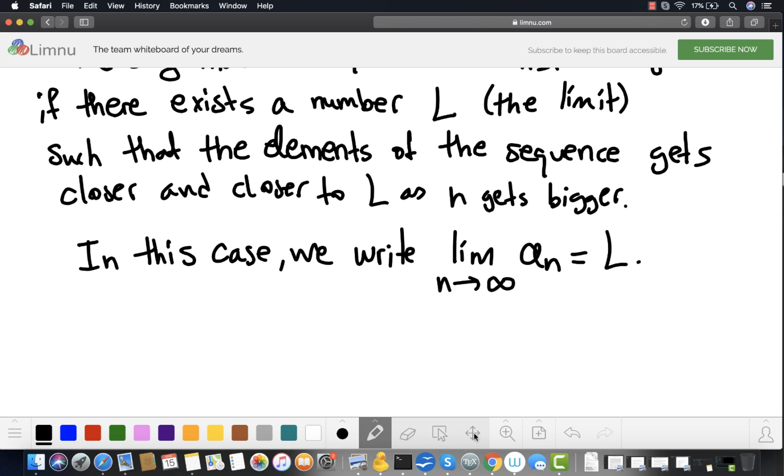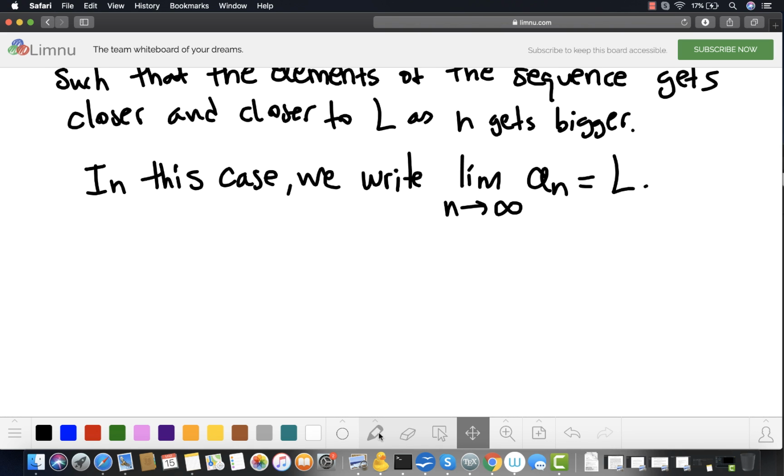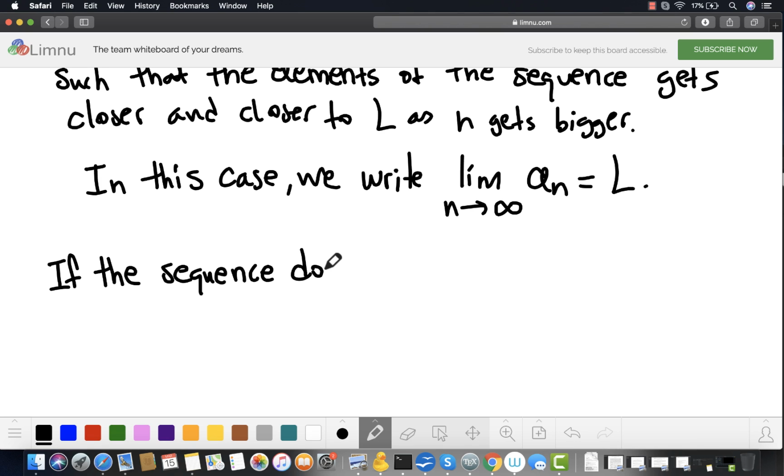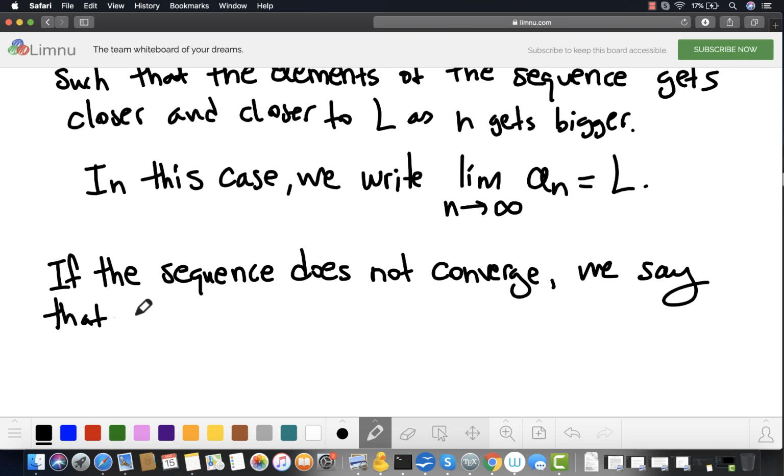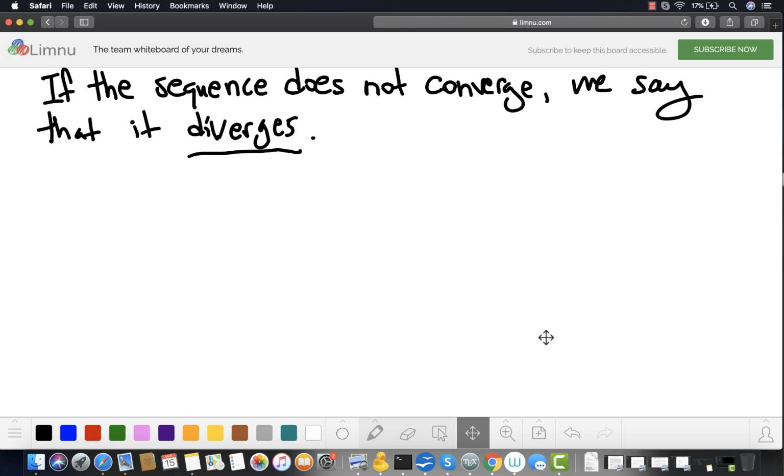If there is no such number L, otherwise, we say that the sequence diverges. So if the sequence does not converge, which means that there is no such number L, we say that it diverges. Basically, diverges just means does not converge.